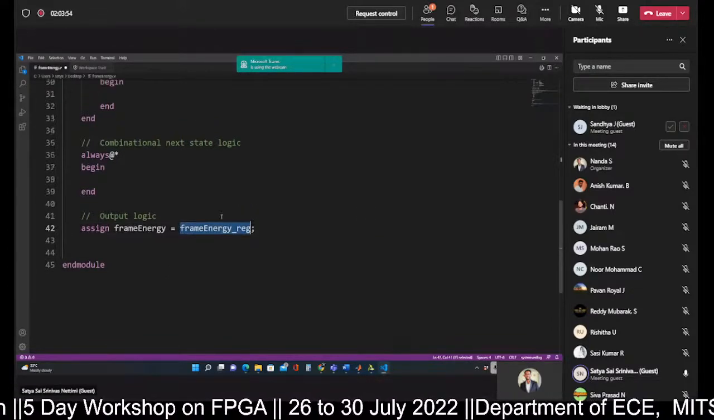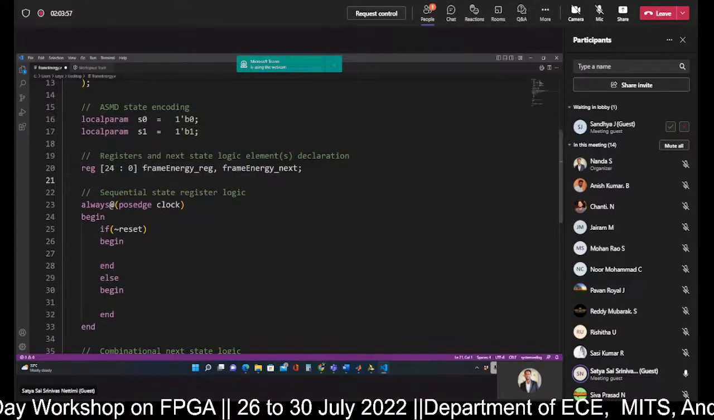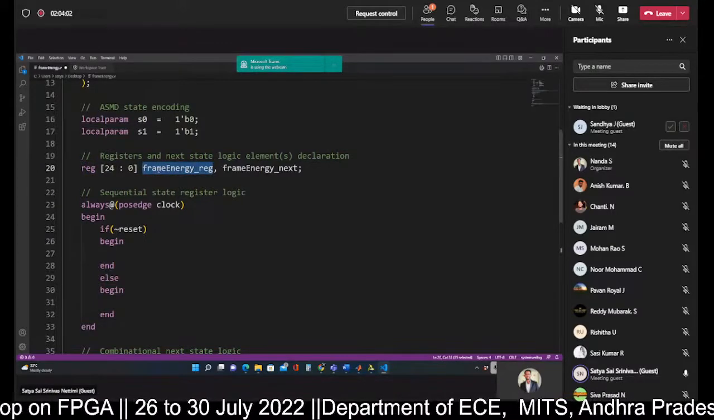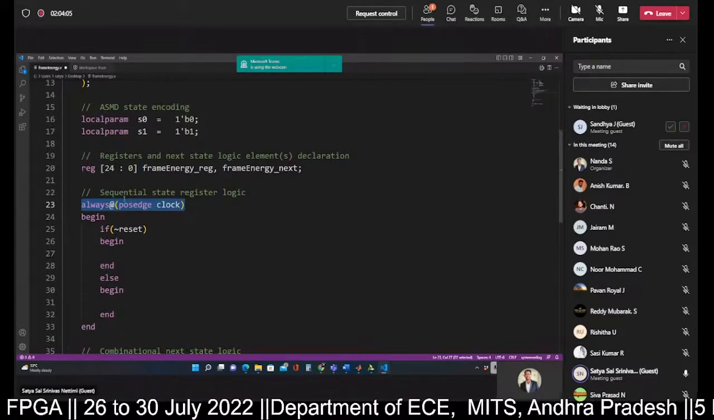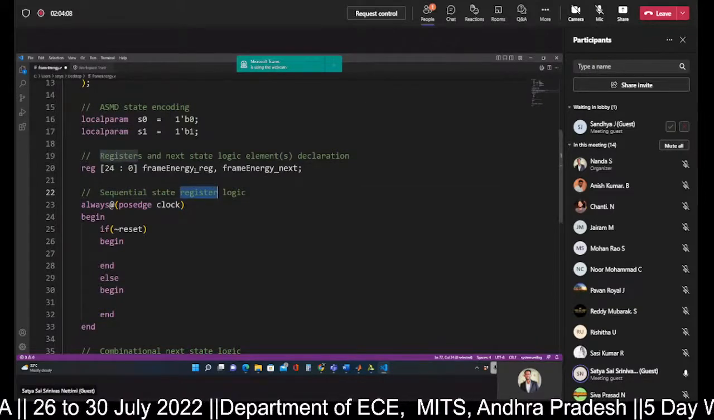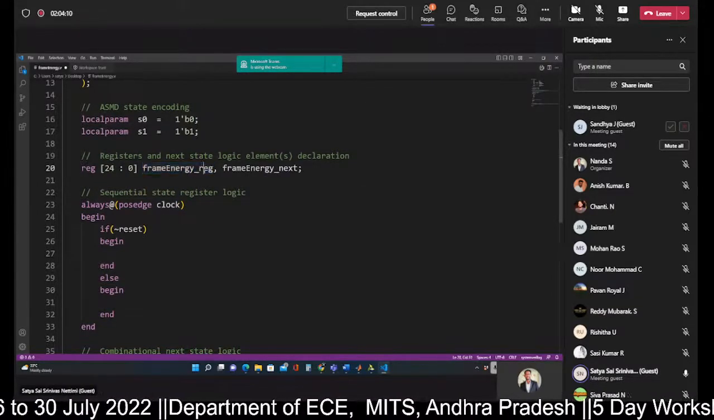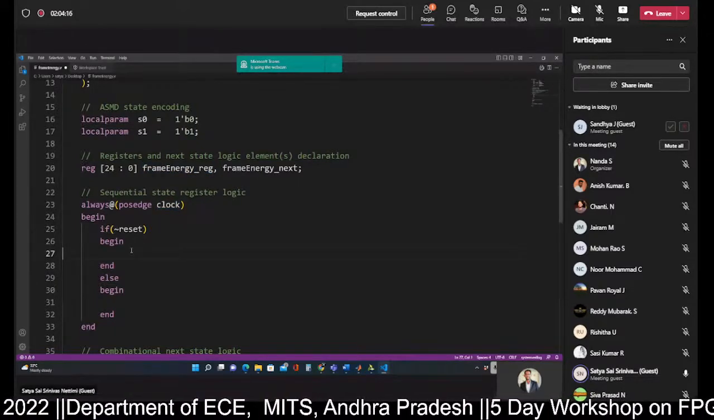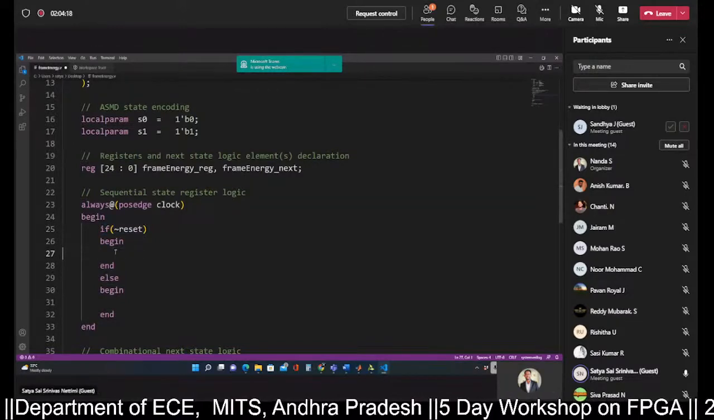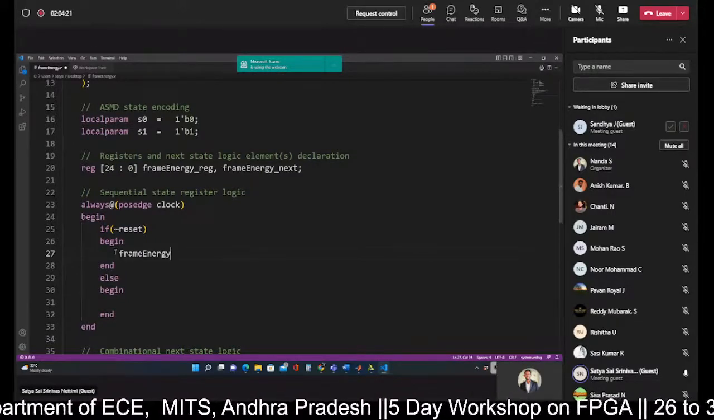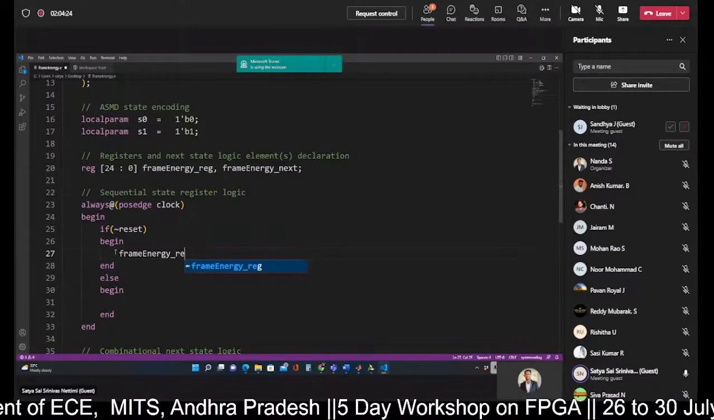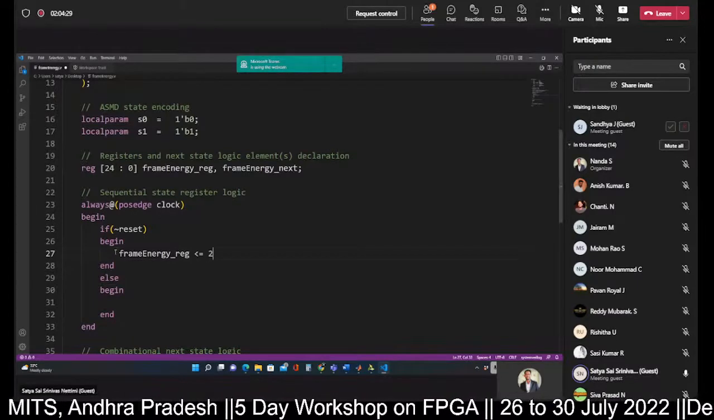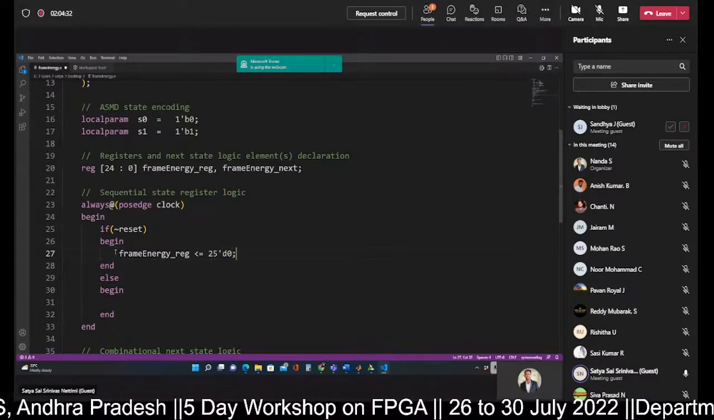Correct? So this frame energy reg is actually a reg type. How does it become a register? We need to add it in the sequential state register logic. Then only it will become a register. That means we have to make this reg data type sensitive to clock. So for that, whenever reset is coming, the frame energy register needs to be reset to 0, that is 25'd0.